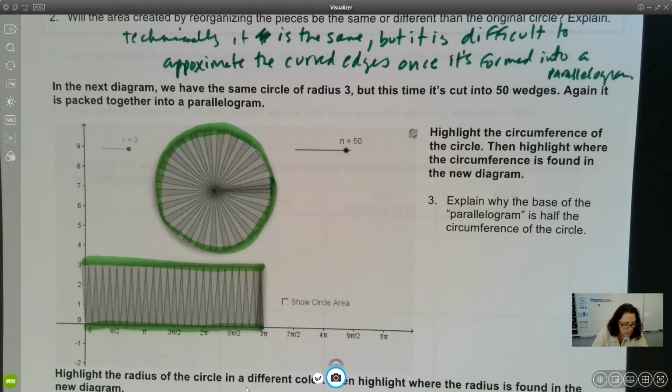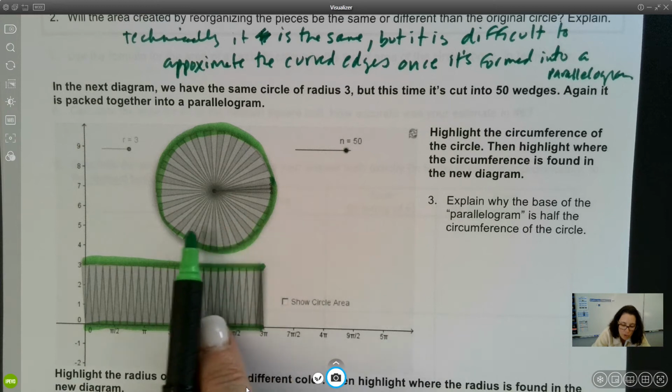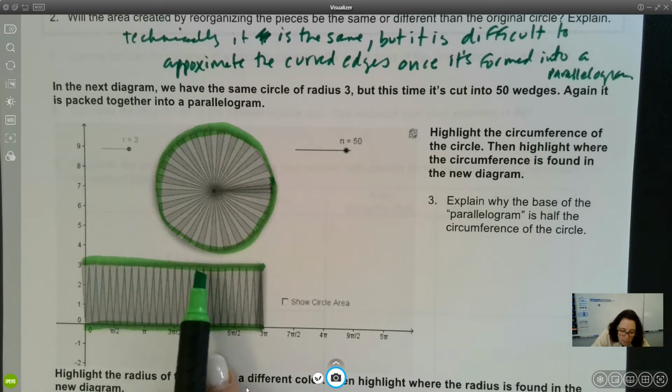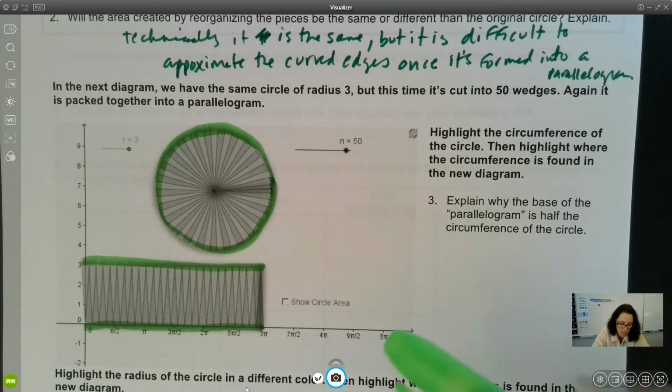All right, explain why the base of the parallelogram is half the circumference of the circle. Okay, is everybody good that this half of the darker triangles would be half of the circle if you put all the dark ones together? Okay, the light ones up here are the other half. So it's very important to understand that.